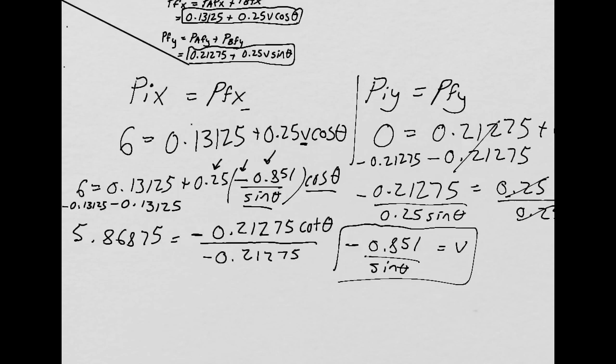So now we're going to divide both sides by negative 0.21275. 5.86875 divided by negative 0.21275 is negative 27. Okay, I'm tired of writing these numbers, as I'm sure everybody else is, so let's just round to 27.6.